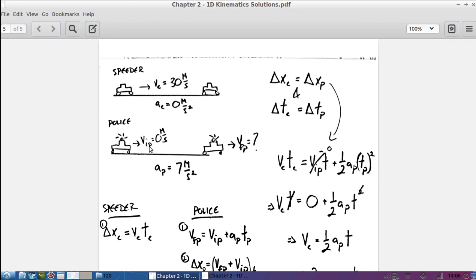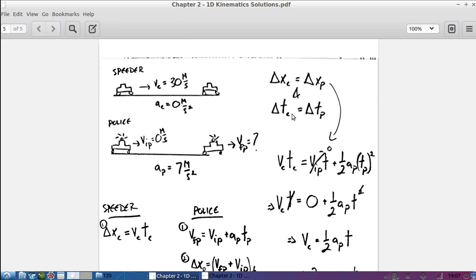Police car is accelerating, finally catches up with the cop car, or with the speeder, right? So here's one thing I've got to recognize: this problem starts at the same time. The police car starts moving when the speeder passes it, and catches up with the car at some t final. So these two cars have the same t initial and the same t final. In this problem, they have been traveling for the same amount of time.